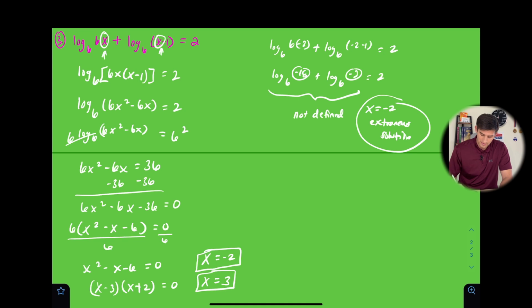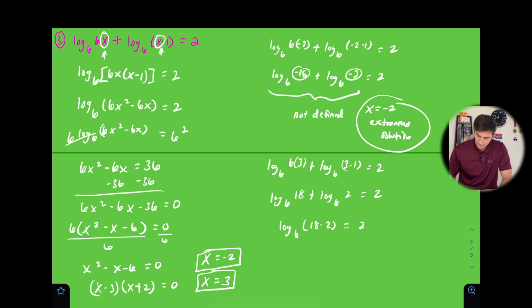So let's see what 3 looks like when we plug it in. So log base 6 of 6 times 3 plus log base 6 of 3 minus 1 equals 2. So log base 6 of 18 plus log base 6 of 2 equals 2. Now we could rewrite this as log base 6 of 18 times 2. So log base 6 of 36 equals 2. And we could exponentiate. So 6 to the log base 6 of 36 equals 6 squared. That's going to cancel, and we get 36 is equal to 36. Okay, and that checks out.